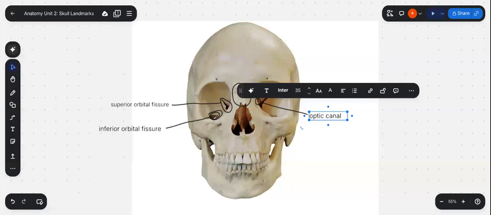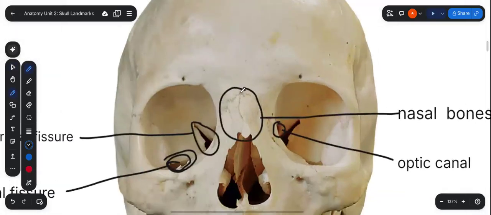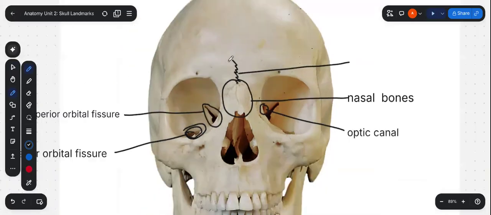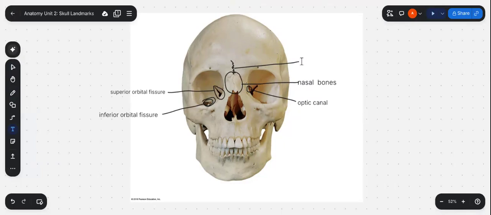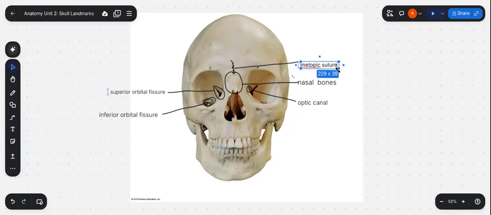Next, you have your metopic suture. The metopic suture is basically just a little squiggly line that is going to run above the nasal bones. On this skull, it doesn't really have it because this is a fake skull. It is not from a real human, but there would be a metopic suture over here on real humans.